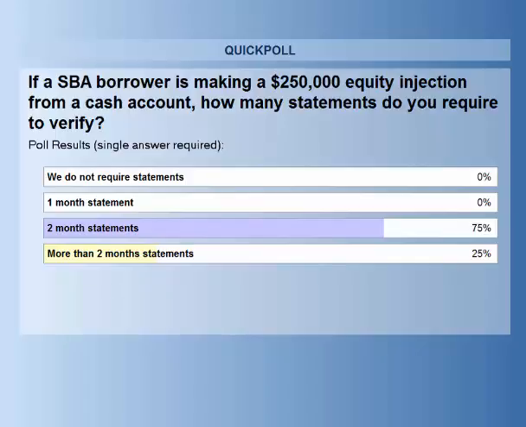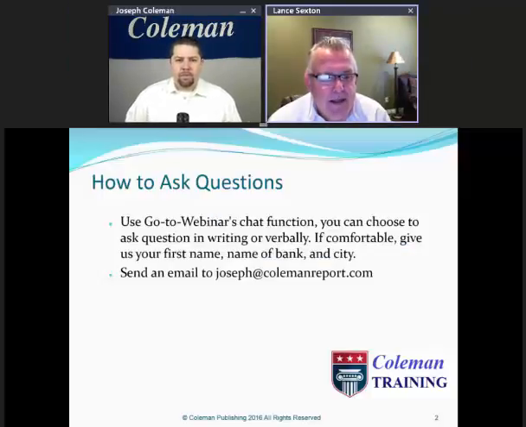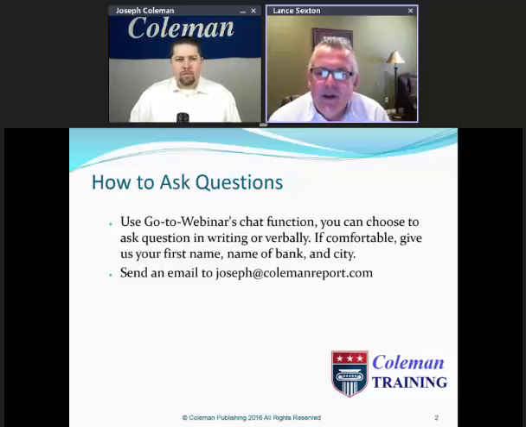Yep. You want to have at least 2 months worth of statements to verify that the money exists. If you do more than 2, that's even better. But at least 2 months statements. If they say it's coming out of a stock account, you want to get a couple months statements that show a balance existing equal to or in excess of the amount to be injected. If it's just a savings account, you want 2 month statements. Again, 2 is what's required. If you want to go beyond that, that certainly is your choice. But again, the importance of properly documenting that equity injection cannot be overlooked. Right.